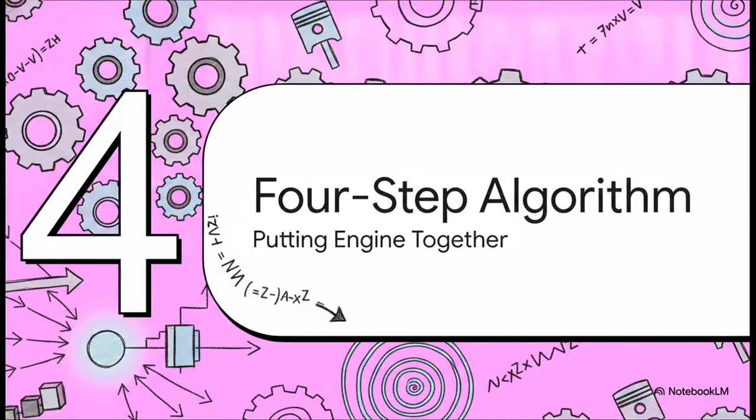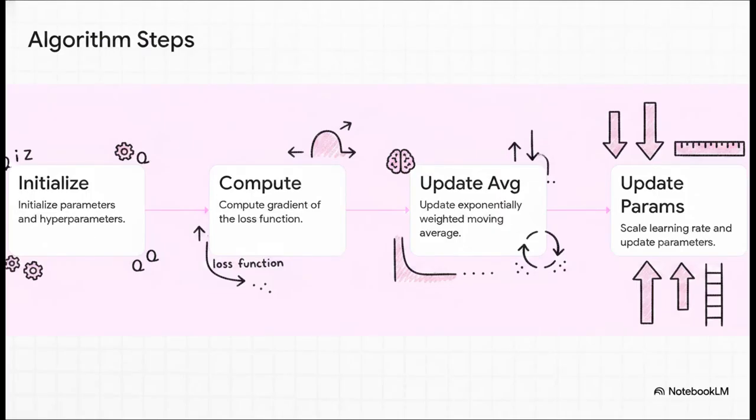All right, let's put it all into practice. Part 4, the 4-step algorithm, putting the engine together. According to Dr. Ravi's paper, the entire process runs on a continuous 4-step loop. We initialize our parameters, compute the gradient, update our running average, and then update the parameters themselves. It's just a constant, beautiful cycle of calculating, smoothing, and stepping forward.